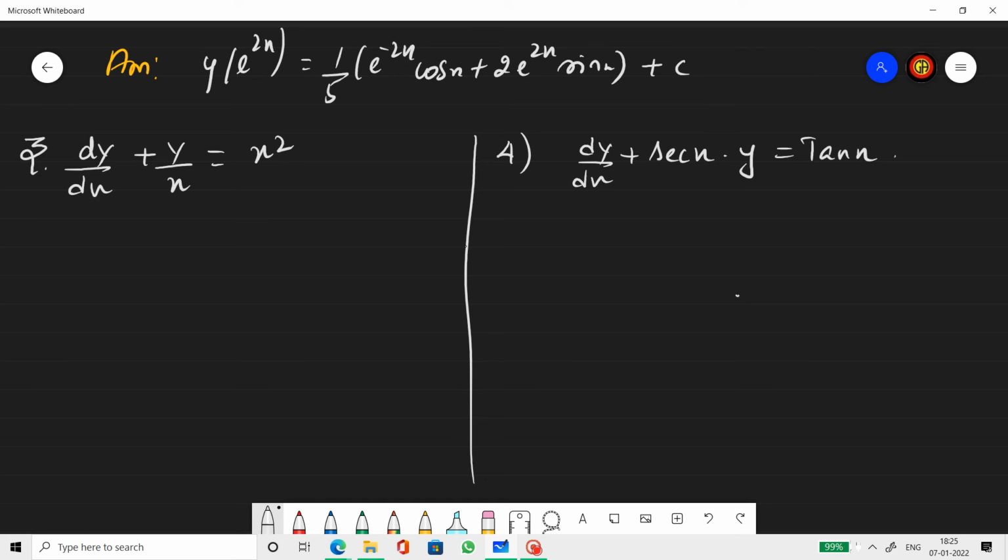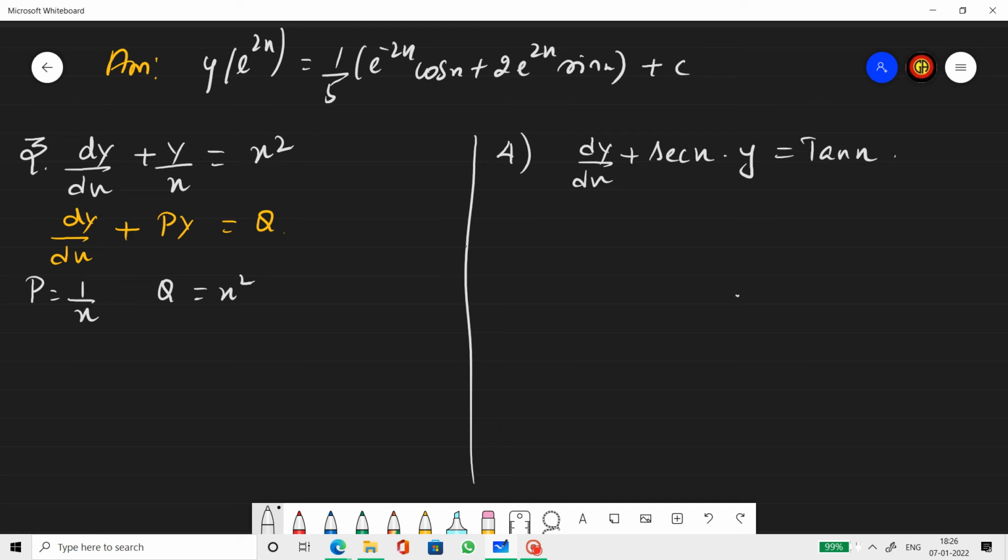dy by dx plus y by x equals x square. This is in the form of dy by dx plus py equals q. Hence, p equals 1 by x and q equals x square. So, p is the coefficient of y. Here the coefficient of y is 1 by x. So, p is 1 by x, q is x square.